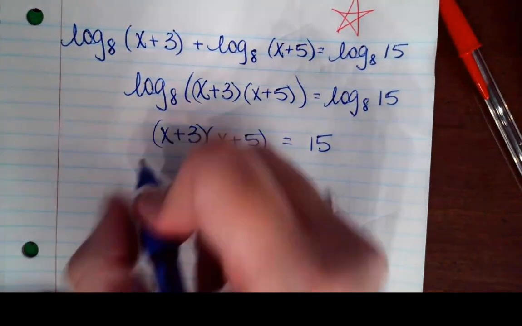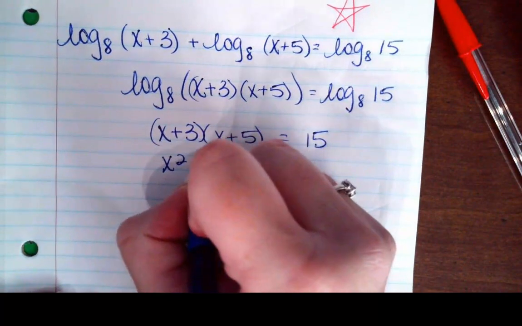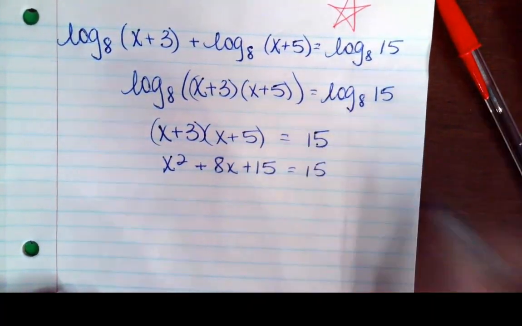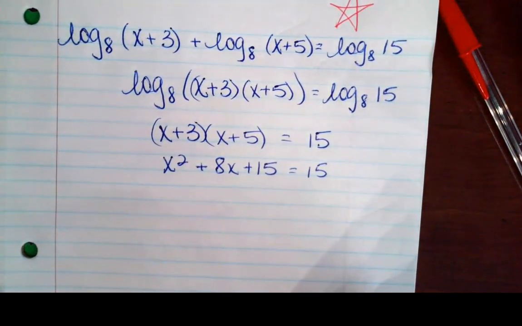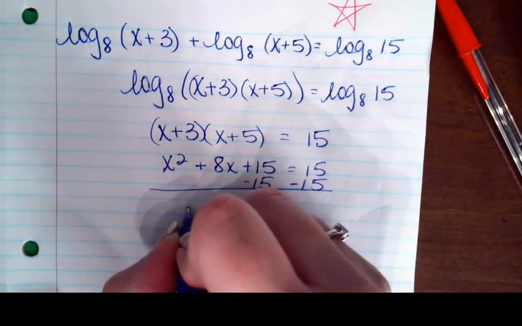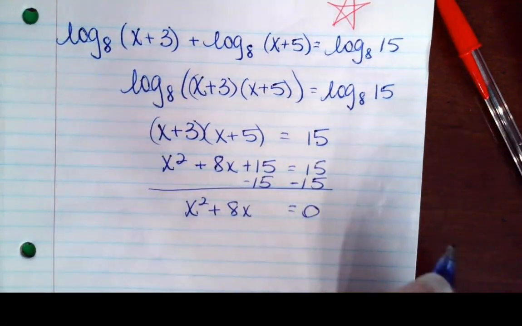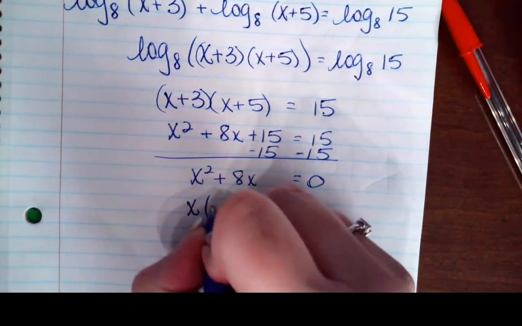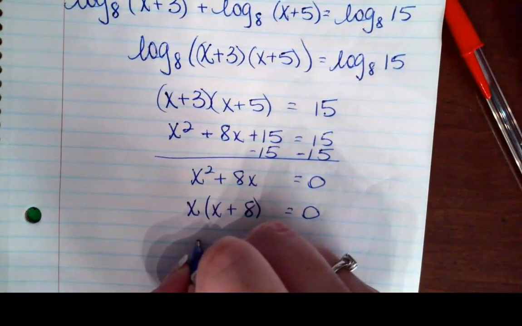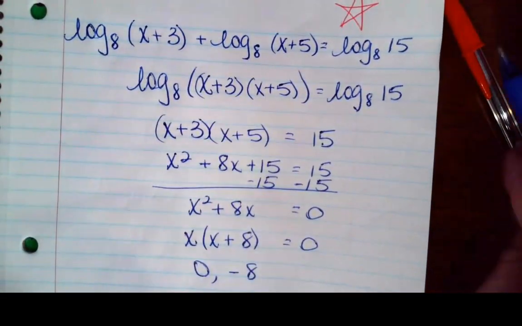And now we solve. So I'm going to FOIL this out. So x squared plus 5x plus 3x is plus 8x plus 15 equals 15. And now I'm going to subtract 15 from both sides because I want to get this thing equal to 0. So x squared plus 8x equals 0, and now I factor. So factor out an x, and that leaves me with x plus 8 equals 0. So my two solutions are 0 and negative 8, but we better check our work.